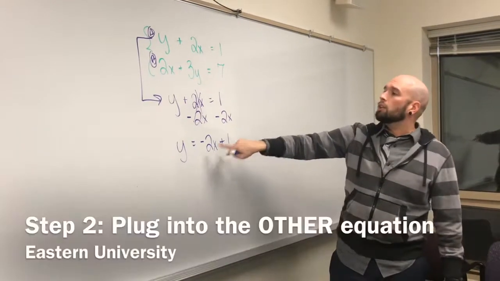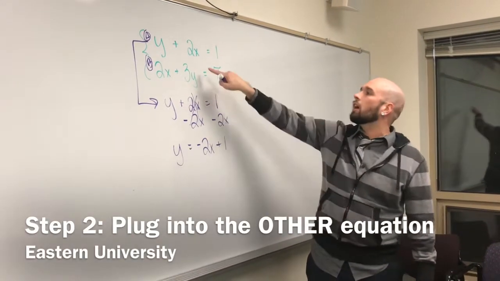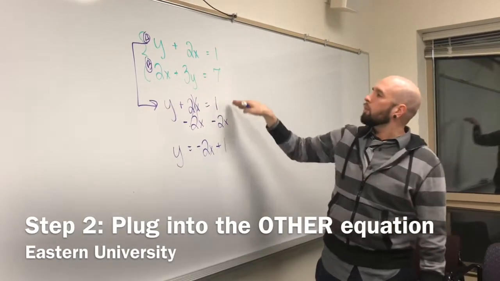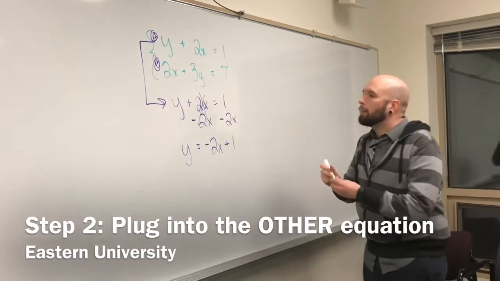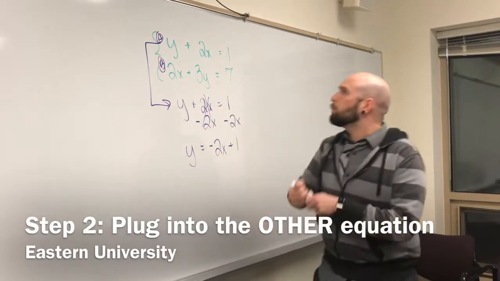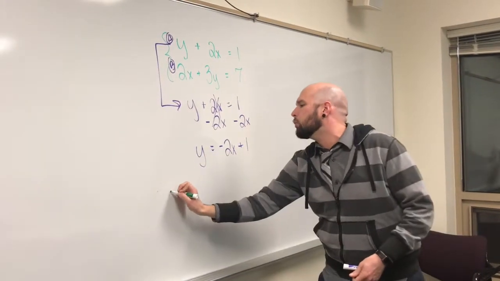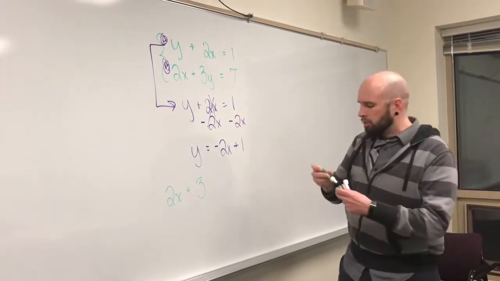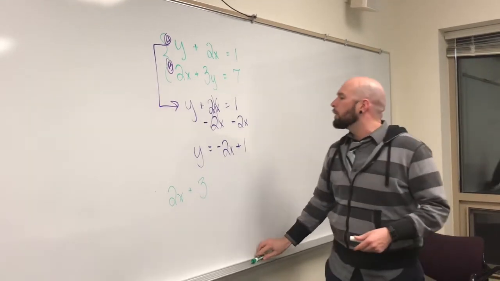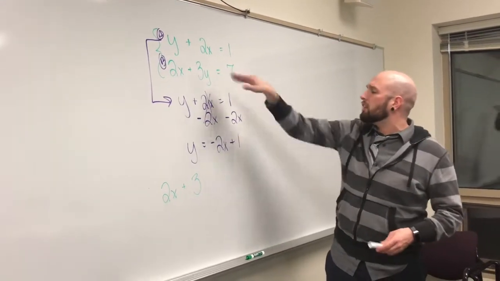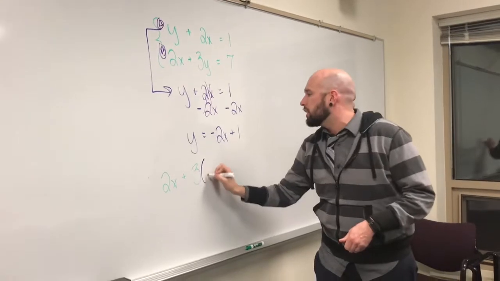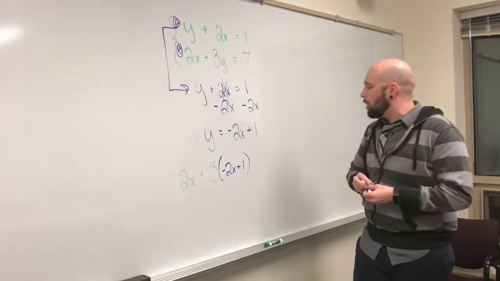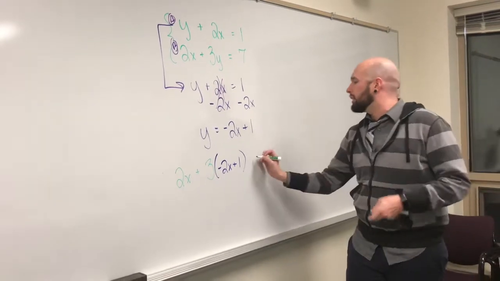Step 2 is you plug that guy into the other equation. Since we solved for A, the top equation, we're going to plug that into the bottom equation. What does that mean? That means I'm going to rewrite the bottom equation until I hit y, 2x plus 3y. But instead of writing out y, we're going to throw this guy in instead of y. What this does is it gets rid of the y value, and now I can deal with an equation with just one variable, and that variable is x.